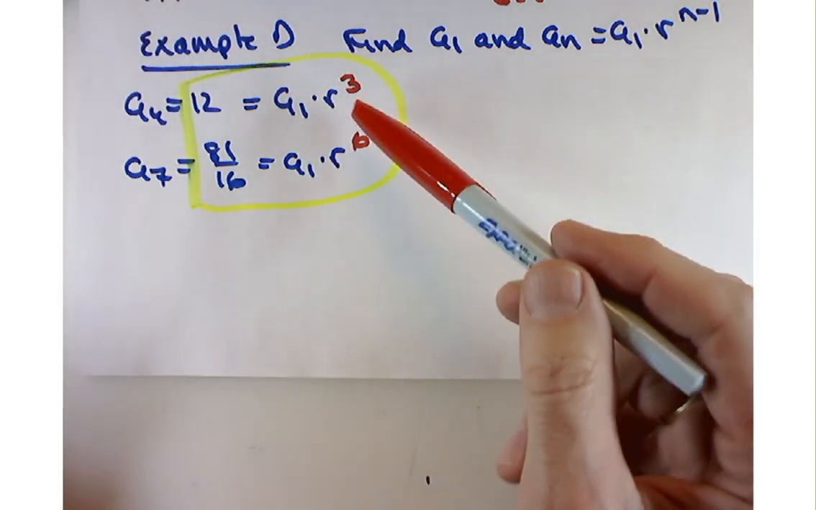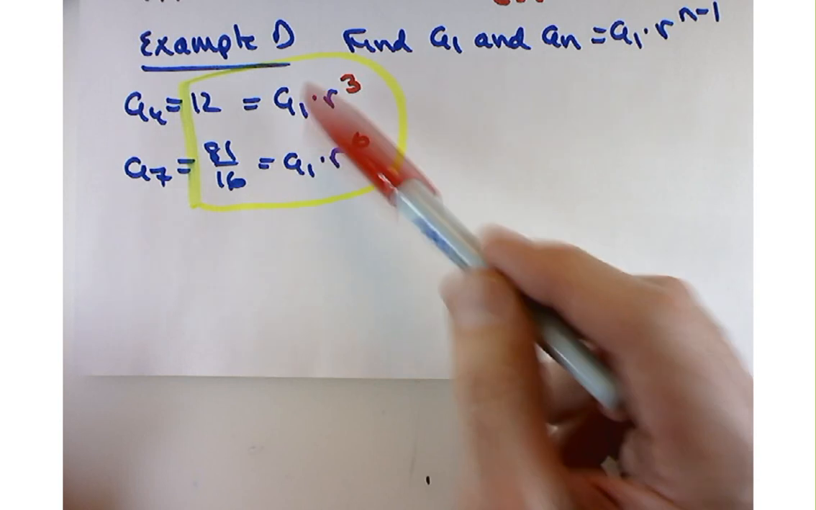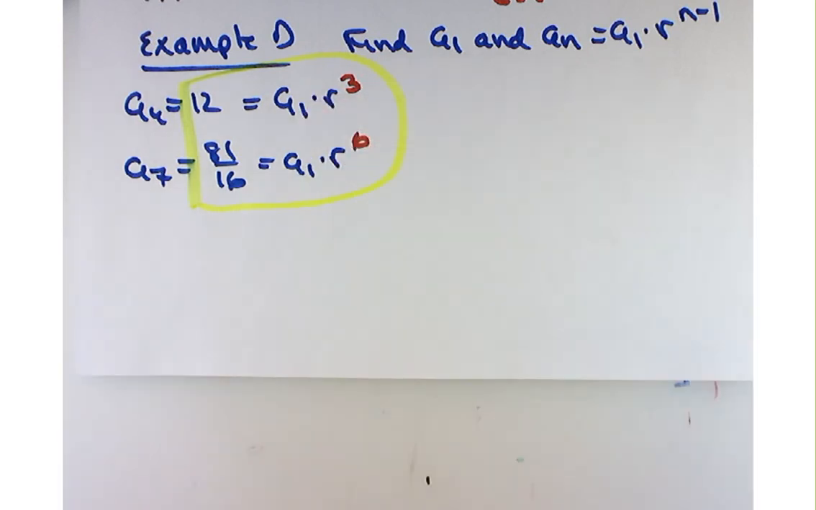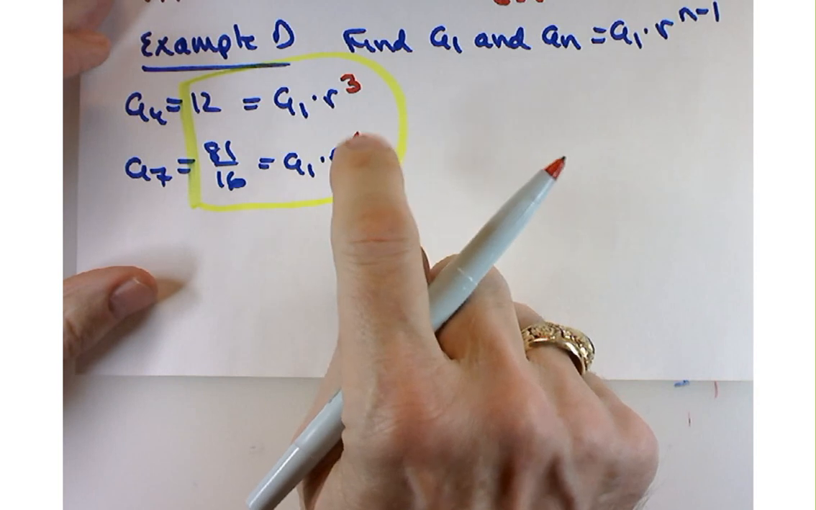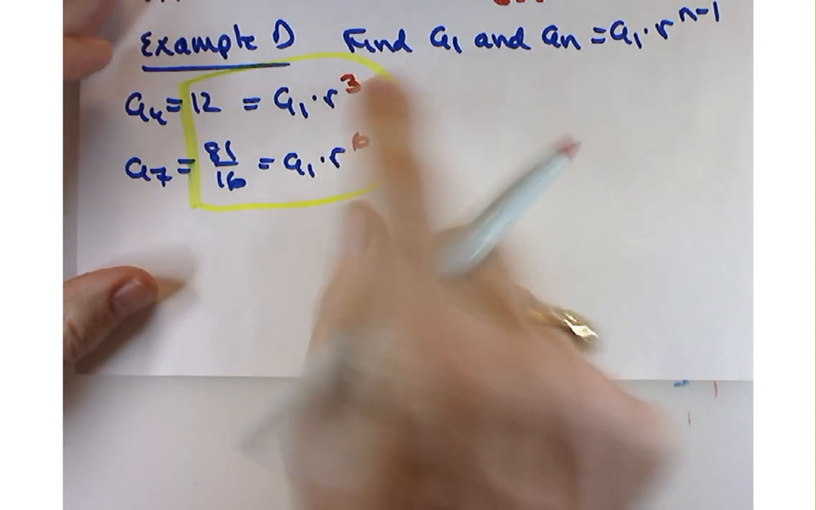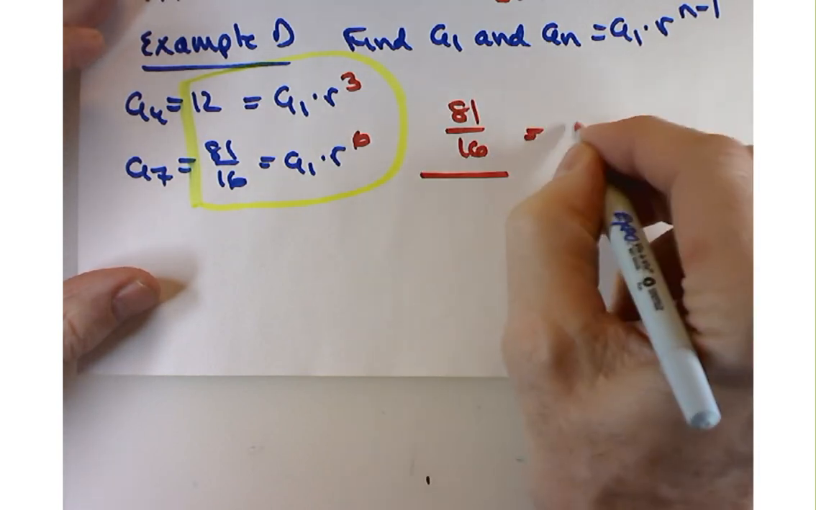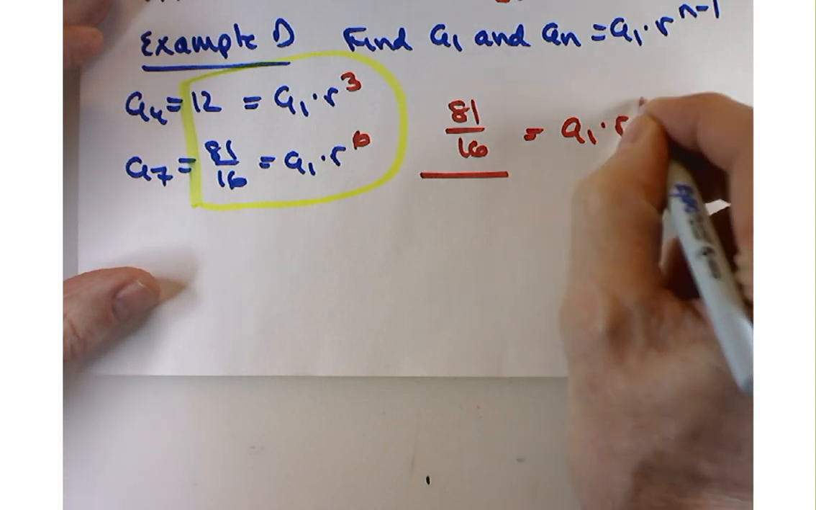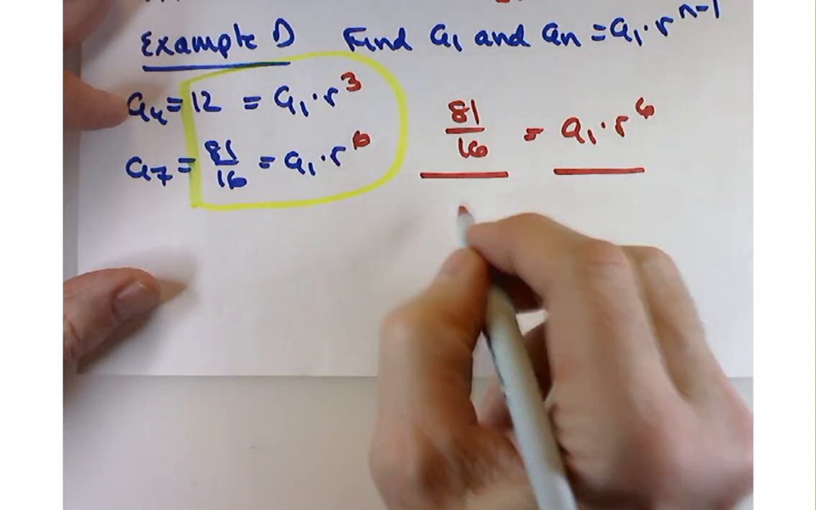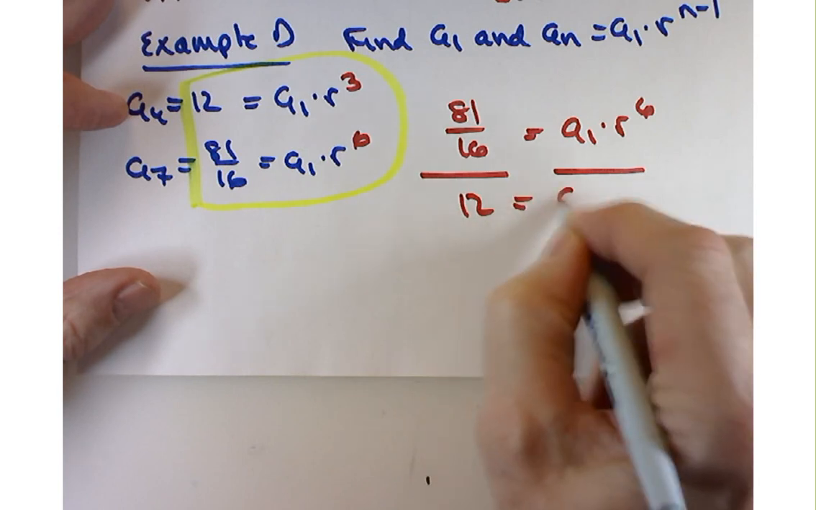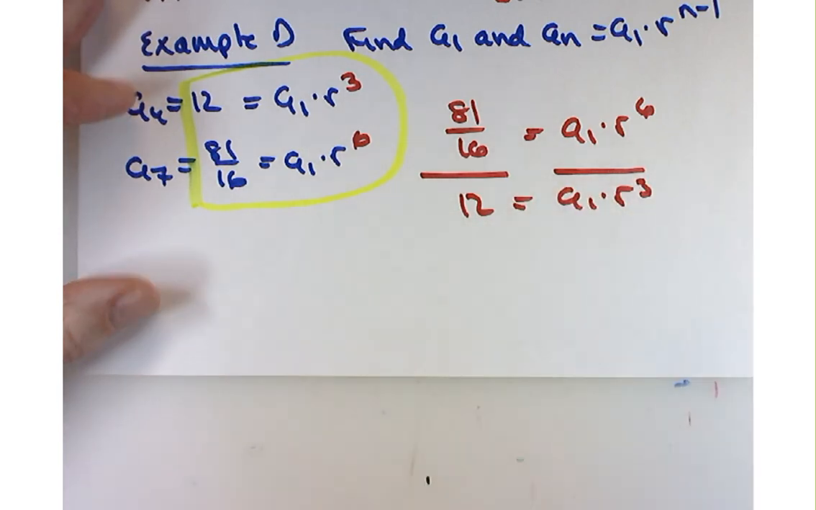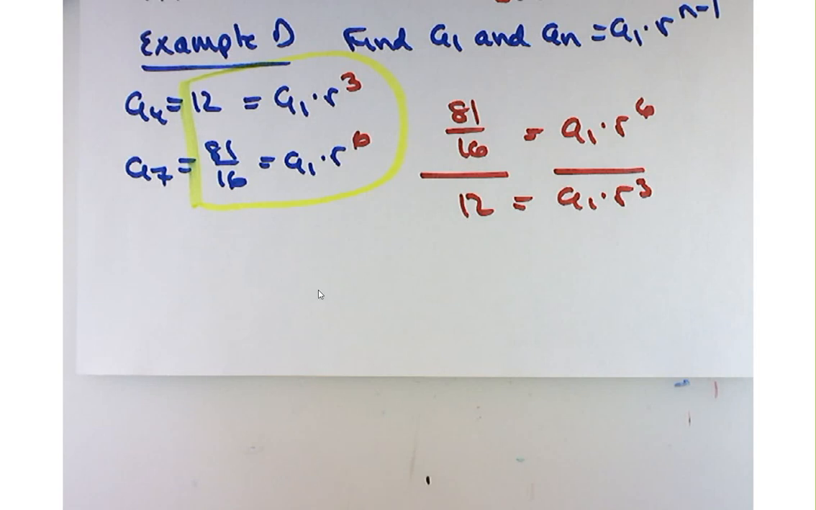So here's a little trick, and it's a way to get rid of the a sub 1 term. I'm going to take the second equation and divide it by the first equation. So let's take 81 over 16 equals a sub 1 times r to the 6th, and divide it by 12 equals a sub 1 times r to the 3rd. Now, why would I do that? What benefit does that give me in coming up with this really big messy thing? Do you see any simplification?